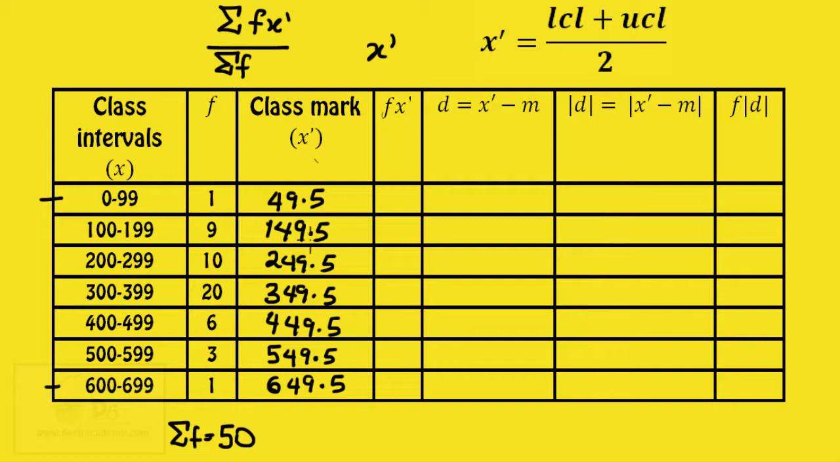So we filled out the column for the class marks, and now we need to determine the product of a class mark and the frequency that corresponds to the class of the class mark. 49.5 times 1, or 1 times 49.5, is 49.5. Just slightly reduce the thickness of the pen. 9 times 149.5 is 1345.5.